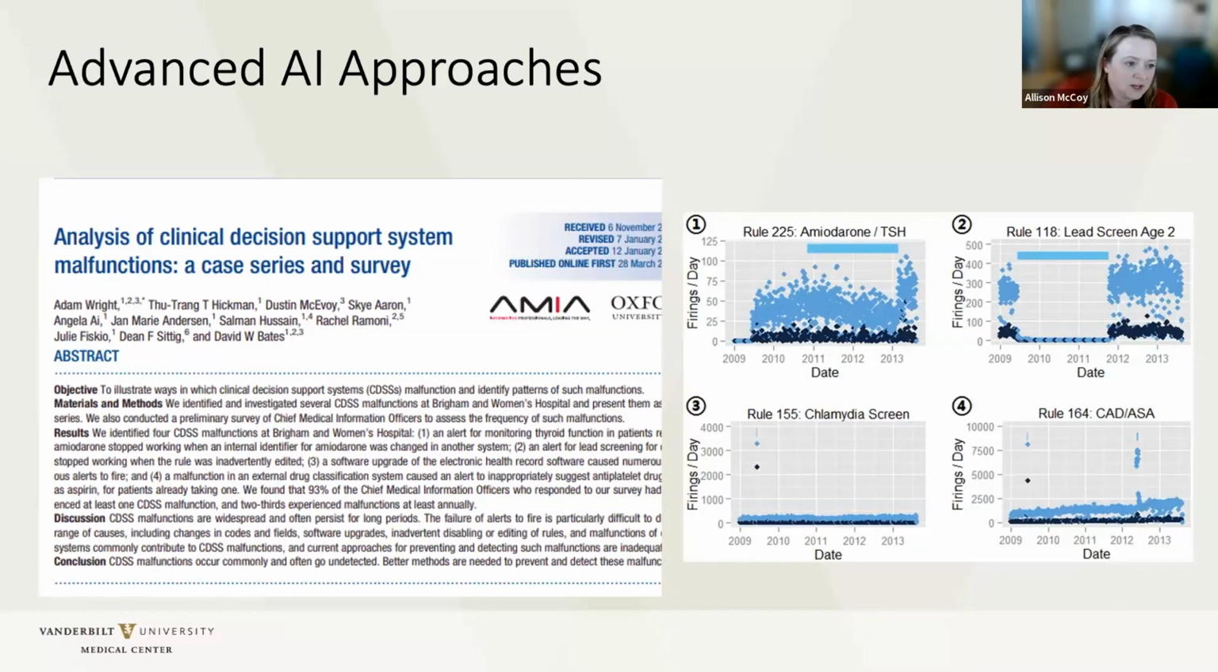We are also using a lot of different advanced artificial intelligence approaches for measuring our CDS. So this is some work that Adam Wright initially did at Brigham, but has brought here to Vanderbilt. So we are running some machine learning methods to look for malfunctions in our CDS. Sometimes the alerts that we put in stop working for various reasons. Maybe the lab results behind them change, or other things happen. And so we are running these automated approaches to help identify when things stop working in our CDS. Next slide.